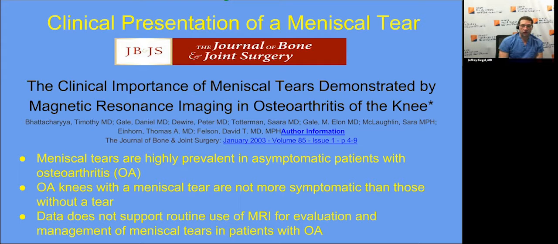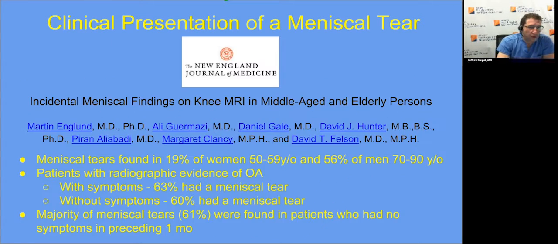So it seems to be much more of a function of their arthritis that's causing their pain than the meniscal tears themselves. The conclusion of this article was that the data does not support routine use of MRI for evaluating patients for possible meniscal tears if they already have osteoarthritis. There are some caveats to that, and that's particularly if they have mechanical type symptoms where their knee's locking and buckling, and if their arthritis is more mild. But for the most part, if you're already seeing osteoarthritis, a meniscal tear is not the priority.